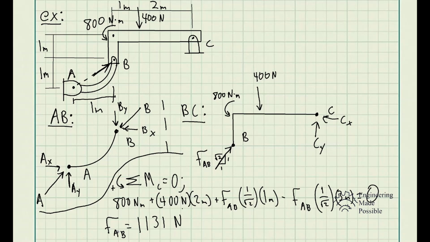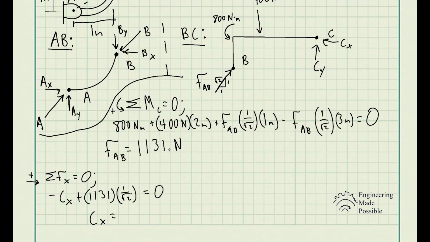Now having this, we're able to solve for the x and y components of the reaction at C. So let's go ahead and do that. Sum of forces along the x direction: we have negative Cx plus 1131, taking the x component of FAB, so it's adjacent over hypotenuse, equal to 0. So Cx gives us 800 newtons. Now let's do the summation of forces along the y direction. From here, we solve for Cy, and we get negative 400 newtons, which means it's 400 newtons in the downward direction because of that negative.